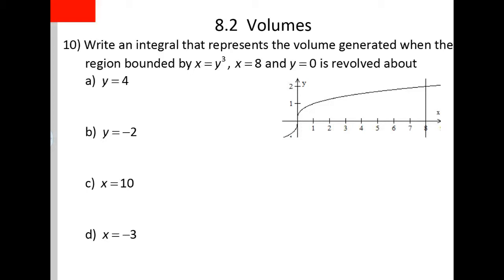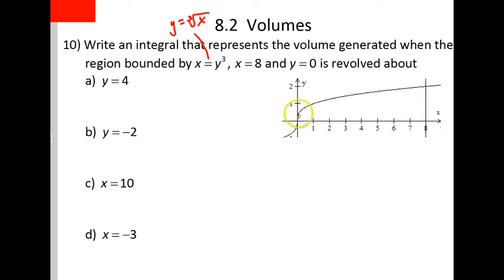It says, write an integral that represents the volume generated when the region bounded by x equals y cubed, x equals 8, and y equals 0 is revolved about, and then you see A, B, C, and D, three different axes of rotation. So first of all, we need to think about what the graph is. Well, I have the graph over here, but if you have x equals y cubed, remember that is also written as y equals the cube root of x.